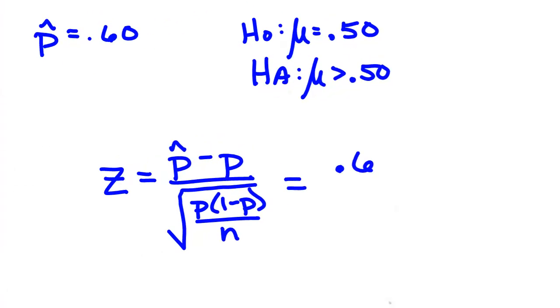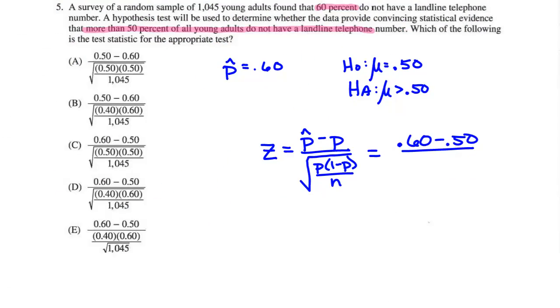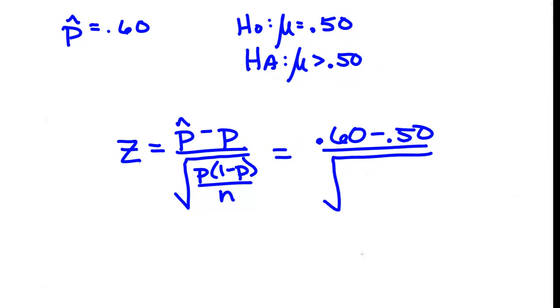So that would be 0.60 minus 0.50. Just with that much right there, I can get rid of which choices? A and B. That has parameter minus statistic. We want statistic minus parameter. Over the square root of 0.50 times 1 minus 0.50 over 1045.